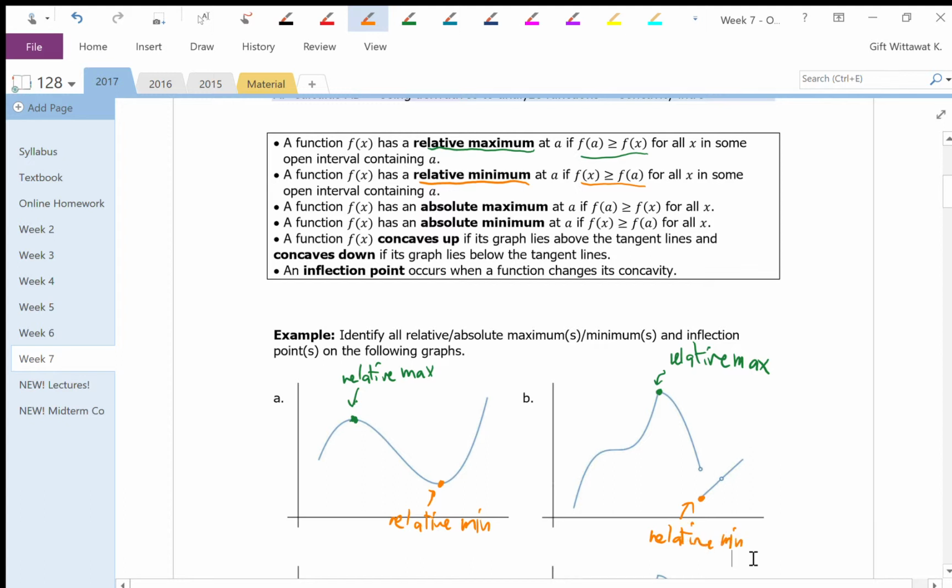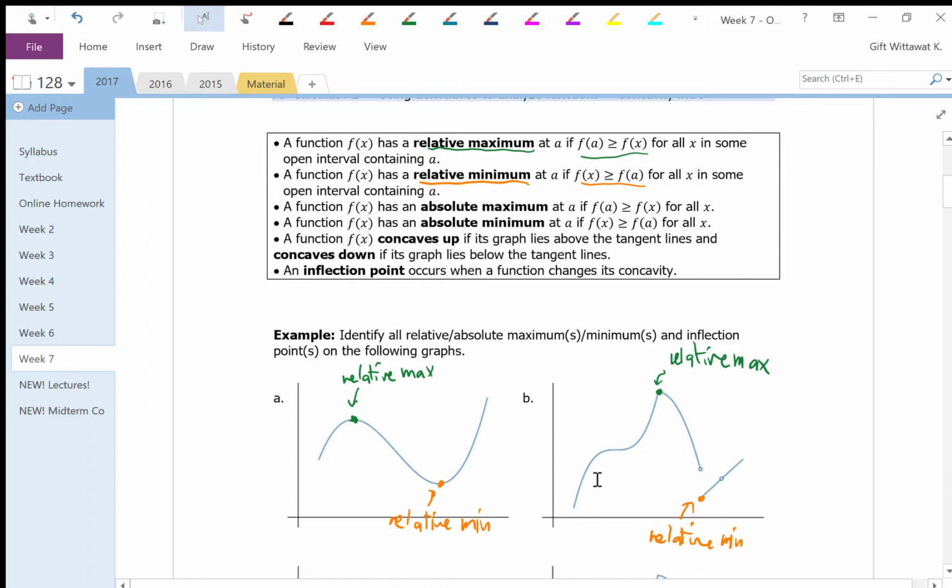Although this is the point where the function is discontinuous, because the function value is the lowest at this point, it's a relative min. However, note that a relative max and relative min never occur at an endpoint. So even though at this point the function value is higher than any point on the graph, it's not a relative min or relative max. And the same applies here as well.